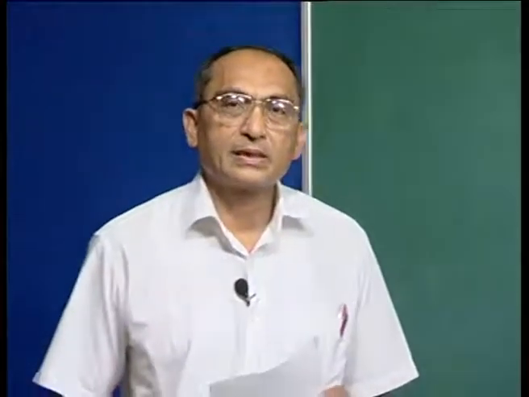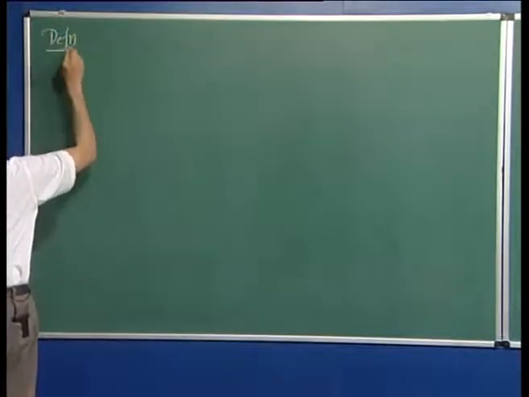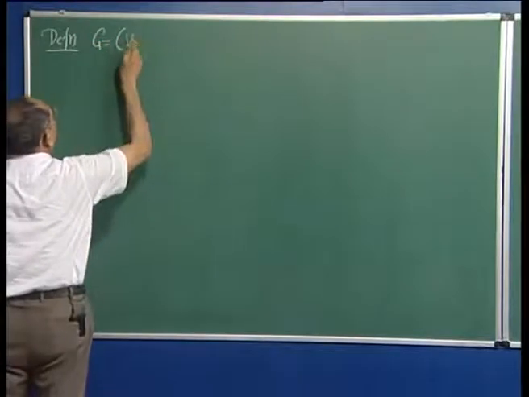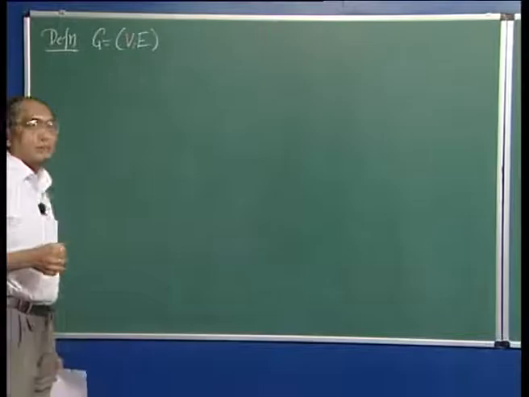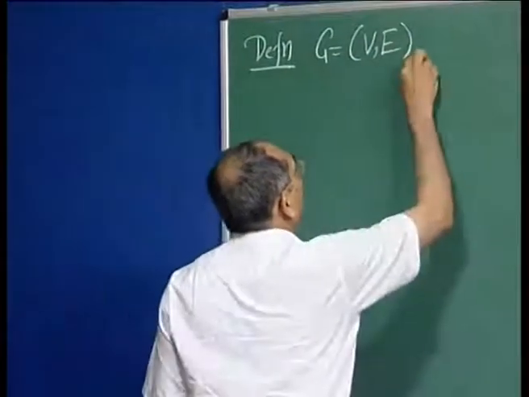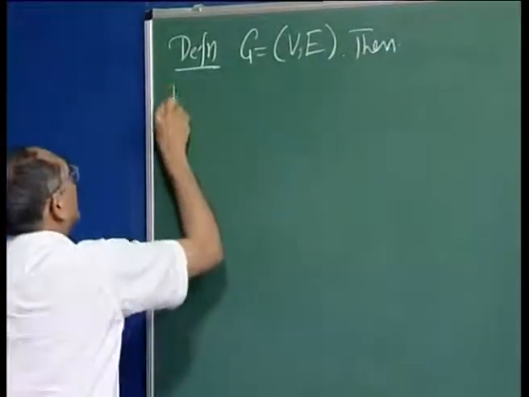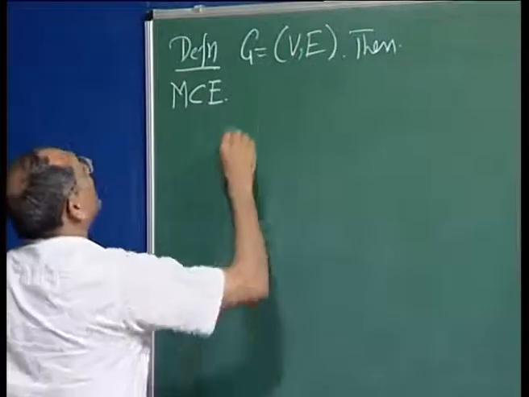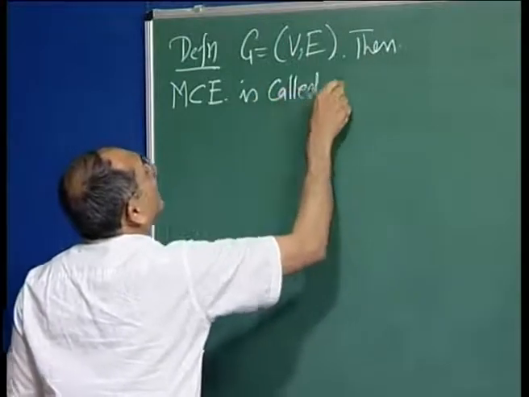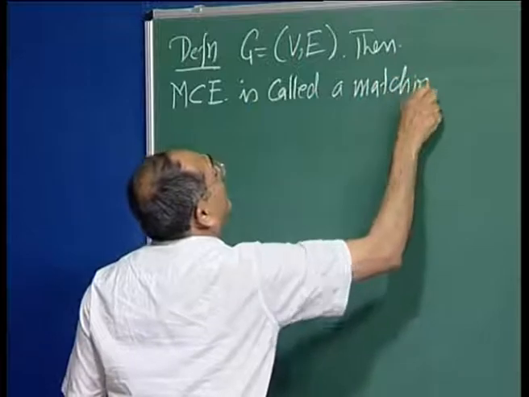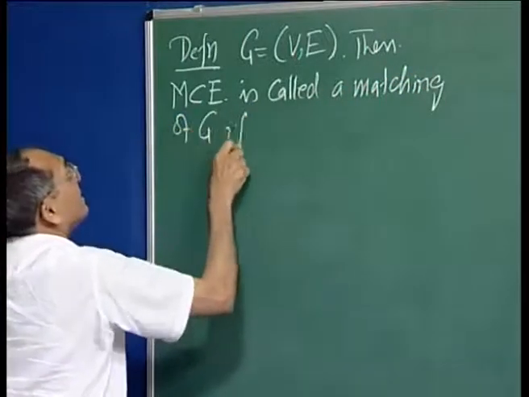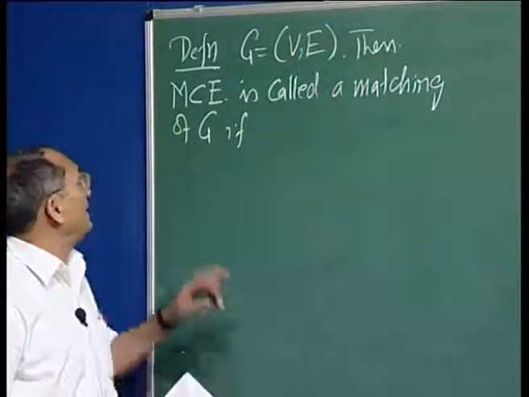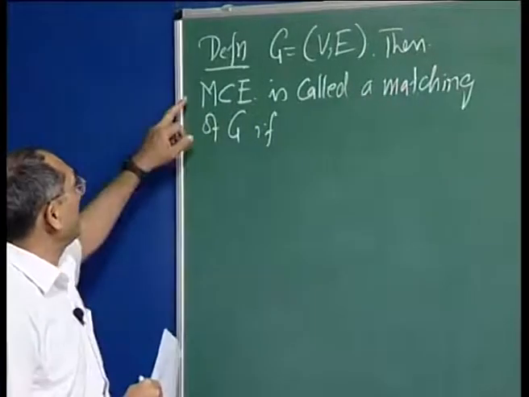Hello. So today we will discuss an algorithm to compute a matching in a graph. Let's begin with some definitions. Let's suppose G is an undirected graph. Then a subset M of the edges is called a matching of G if no two edges of M share the same end vertex.